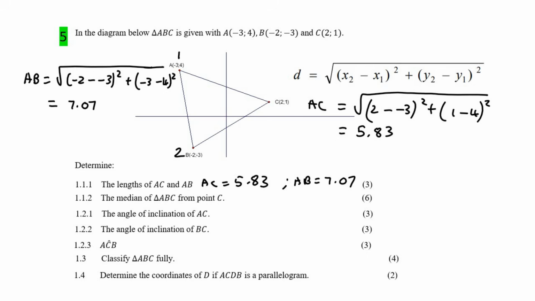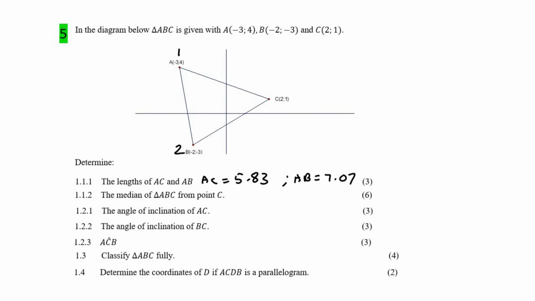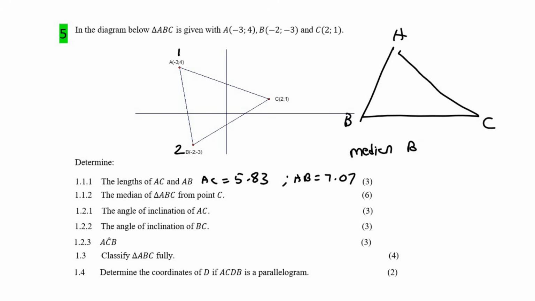The next question for 6 marks says calculate the median. Now remember that a median is something to do with triangles. So if I have a triangle over here and I go A, B, C, and let's say they call it median BF. So what that means is that it starts at B, and then think of the letter M. I want you to remember midpoint. So it goes to the midpoint of the opposite side.